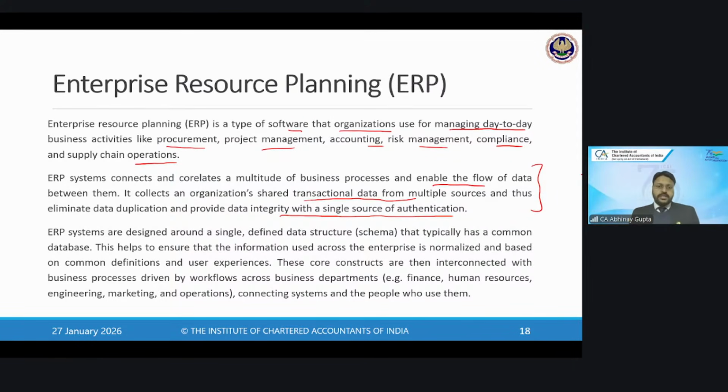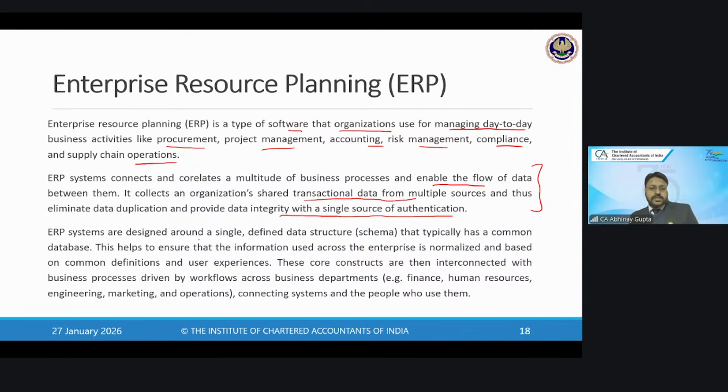So inventory records get updated when the dispatch happens. Once the invoice is raised, the party account is automatically debited and created as a debtor in the accounting module. When the collection happens, the cash account is debited and the party account is credited within the ERP, right? So this is how ERP is facilitating or smoothing the activities of the business.